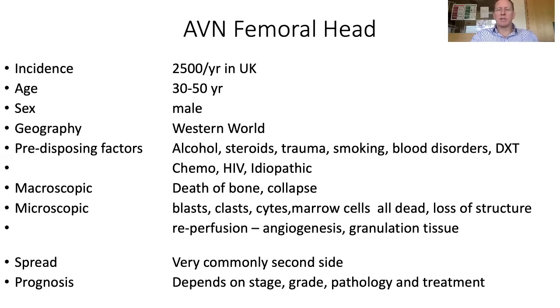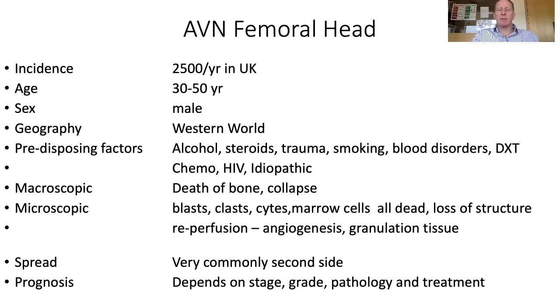Transient osteoporosis generally doesn't. So coming back to avascular necrosis of the femoral head, macroscopic pathology is death of bone and collapse of the femoral head, initially leaving the cartilage normal, but as the cartilage loses its structural support, it will also fail and fall off, and of course then arthritis is the final result. Microscopically, the osteoblasts, the osteoclasts, the osteocytes, the marrow cells, they're all dead, and there is a loss of the trabecular structure of the bone.